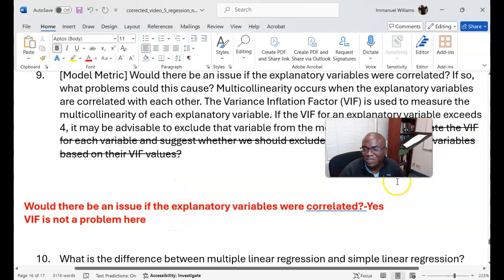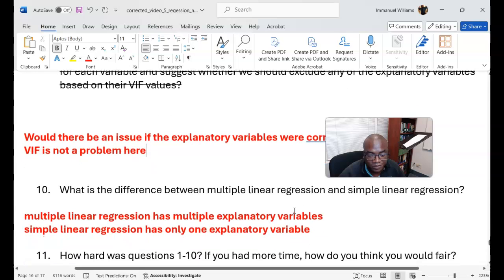Then question 10 is pretty straightforward. What is the difference between multiple linear regression and simple linear regression? All it really is that multiple linear regression has multiple explanatory variables, whereas simple linear regression has just one explanatory variable. And that's it.